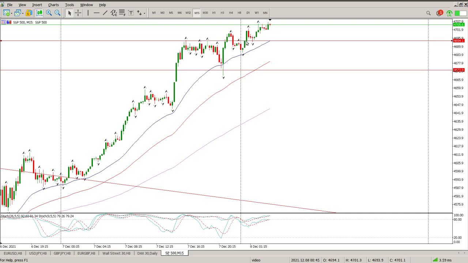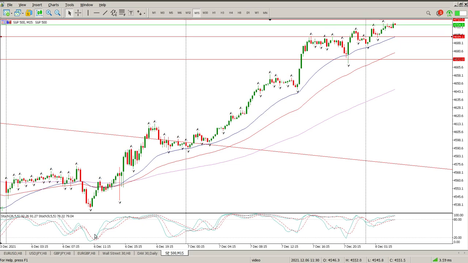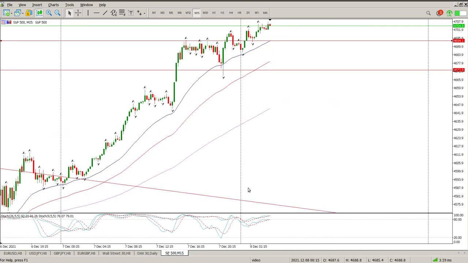I would expect some kind of a pullback onto structure, and from there we have a look to see if we can buy. Pay attention to the oscillators. You want the oscillators either apart like this, or you want them grouped together like that. And this is on the 50-minute. Obviously, you want it on the higher time frames as well. But at the moment, I think it's one-way traffic.